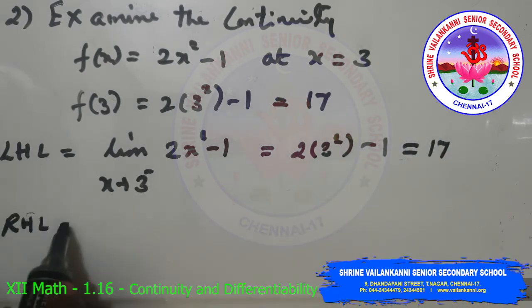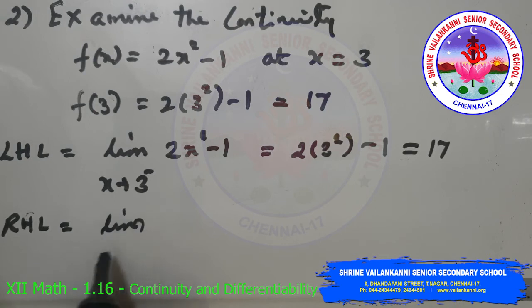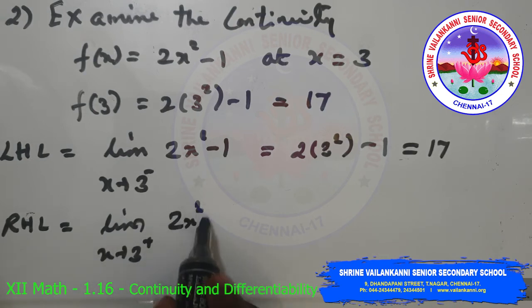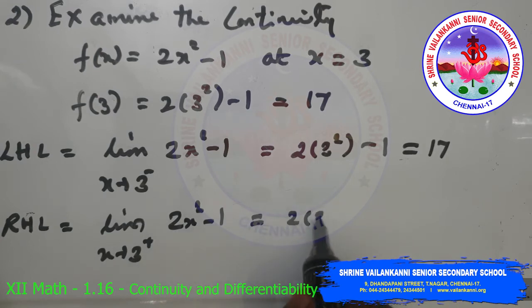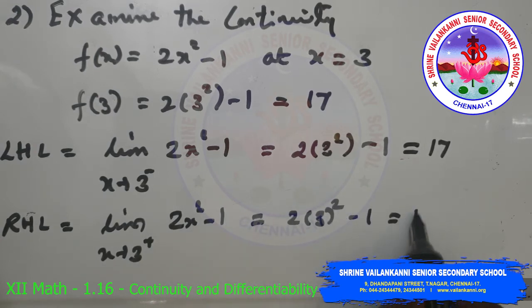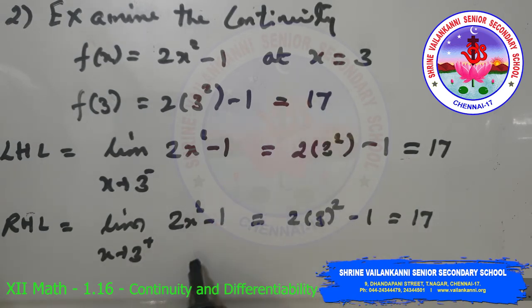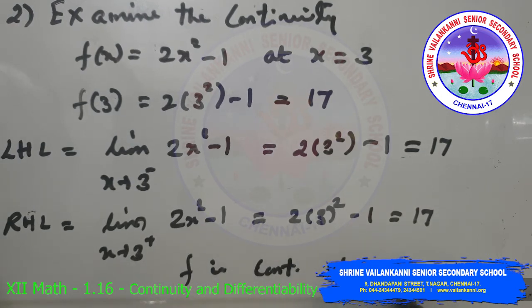And the right hand limit, which is equal to limit x tends to 3 plus f of x. f of x is 2x square minus 1. Then again substituting, we get 17. So all the values are 17. Left hand limit is equal to right hand limit, which is equal to f of c. Hence the function f is continuous at x equal to 3.